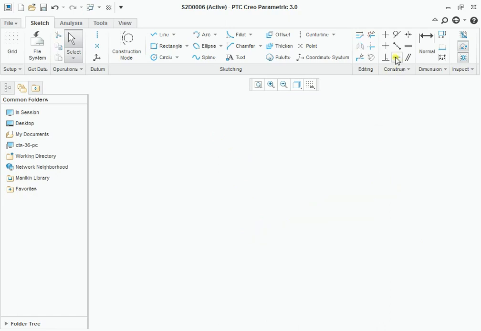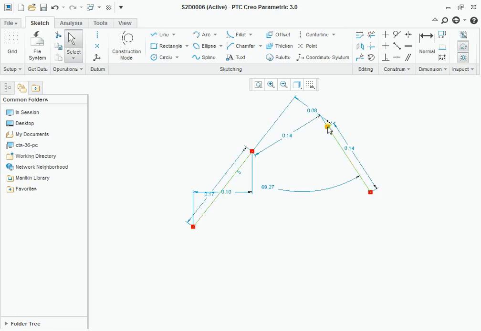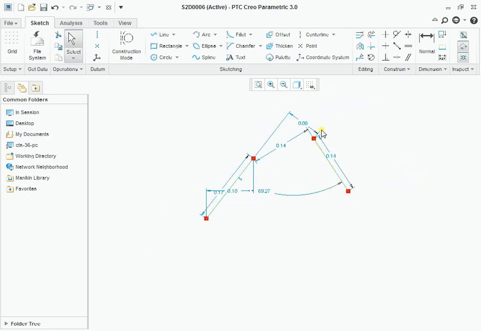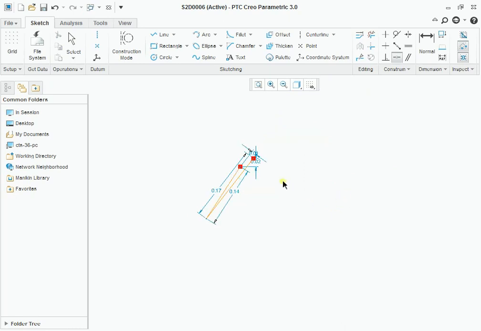Next one is coincident. So coincident is used to merge points or create a collinear constraint. So select the coincident and select the points that you want to merge. Now the selected points got merged.